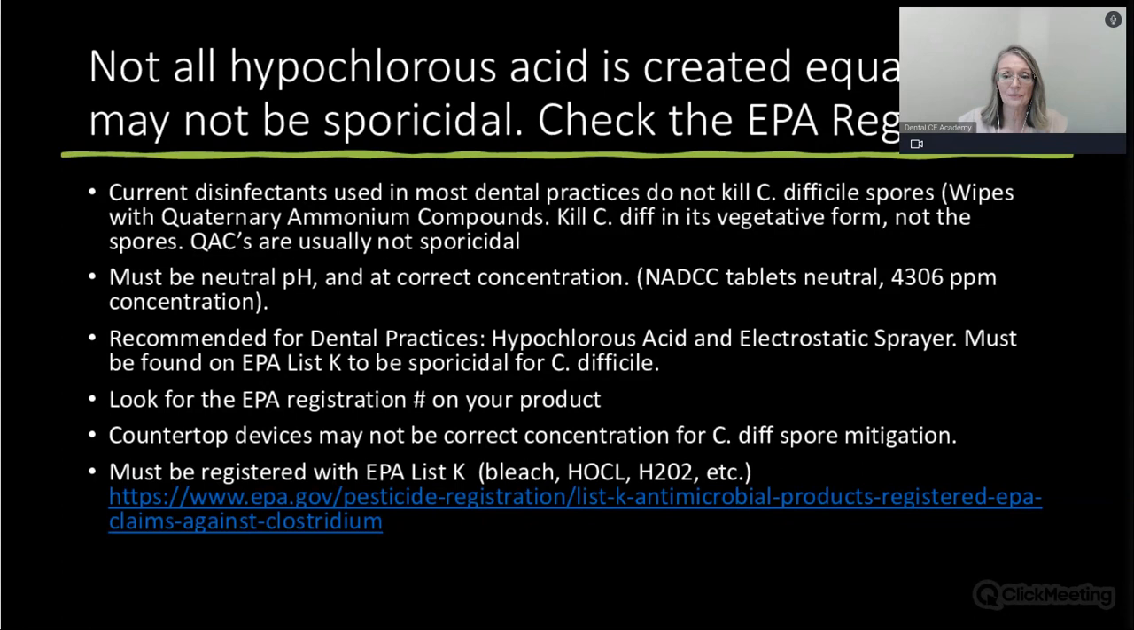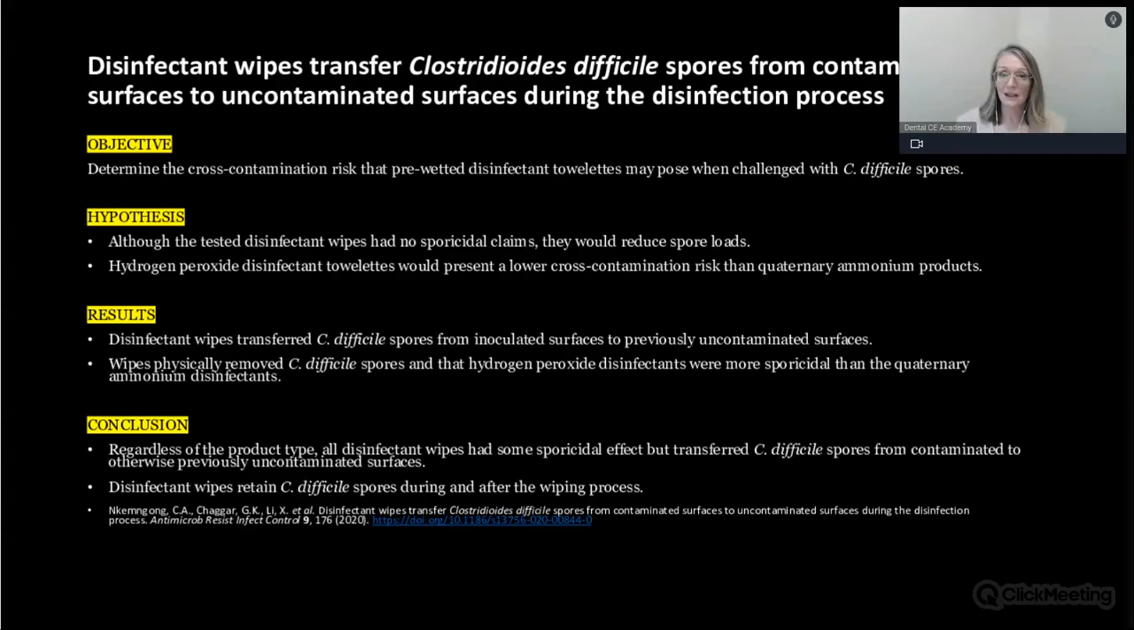So much of this here is review for you. And here is the link to the EPA list K, and we have it again in the back. You can go to this. You can look at the label. This is actually the Pure Tabs, the NADCC. But look at the label on the back of any of your disinfectants and put it into their tracking, if you will, and they're going to tell you if it's on their list and what the kill claim is for. What's it supposed to kill? If there's no EPA registration number on there, don't use it.